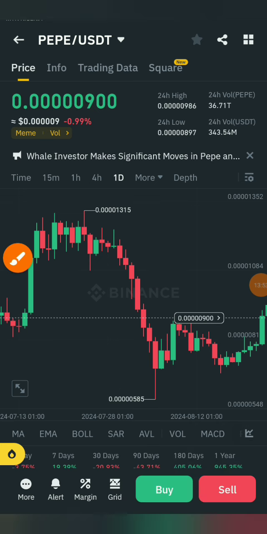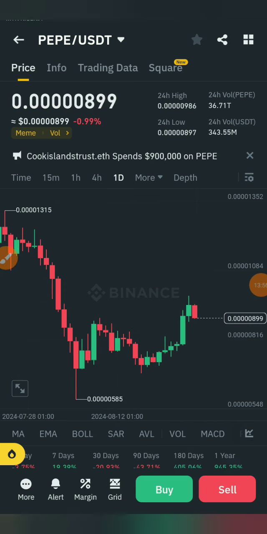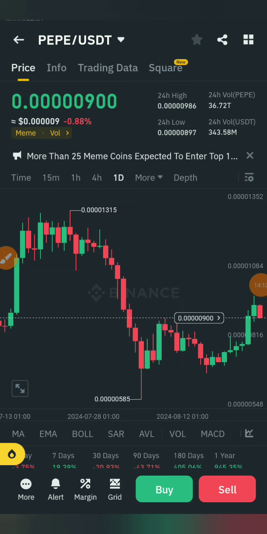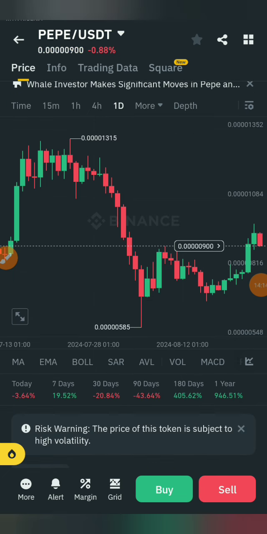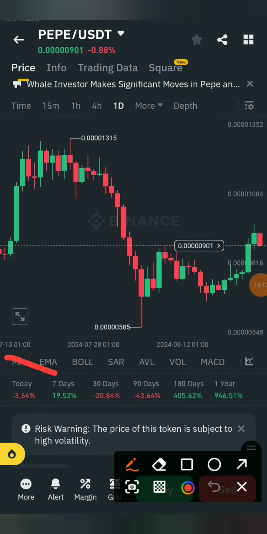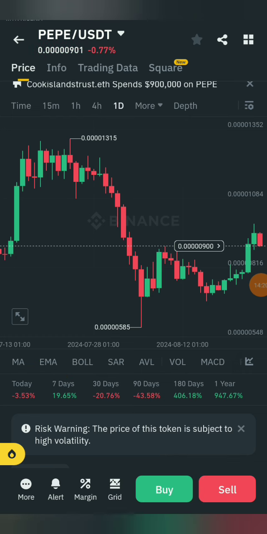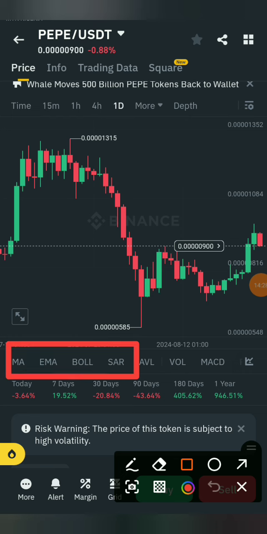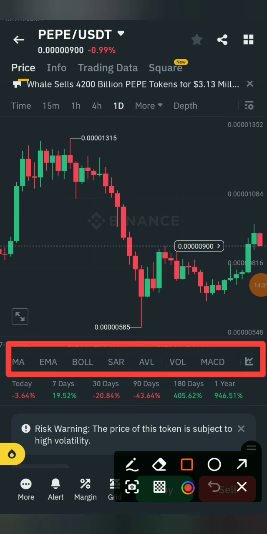So understanding charts is all about knowing these candles. They all have names that they normally use, and they form patterns, and it is up to you to use various indicators. Let me show you the indicators. We have the MA, the moving average, we have the EMA, the Bollinger Band, SAR, the MACD, and all of that.